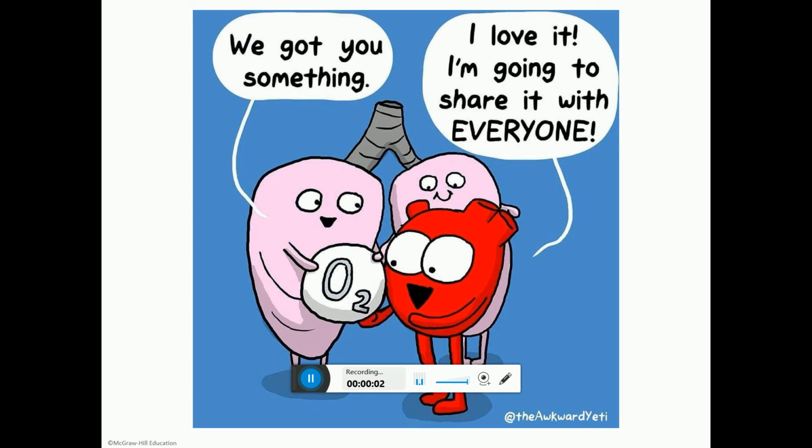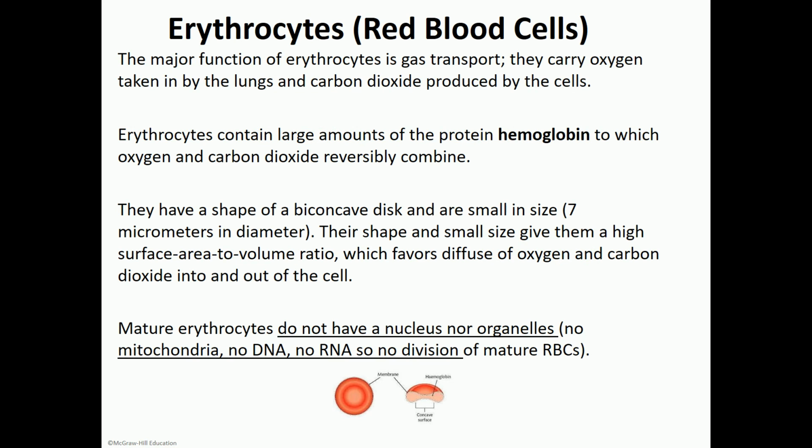Now this tutorial will go over a little bit of information regarding the red blood cells. So again, you want to know the two names, RBCs and erythrocytes. And the main function of erythrocytes would be to transport gas, whether that is oxygen or carbon dioxide. And it will transport these gases between the lungs and the different cells.